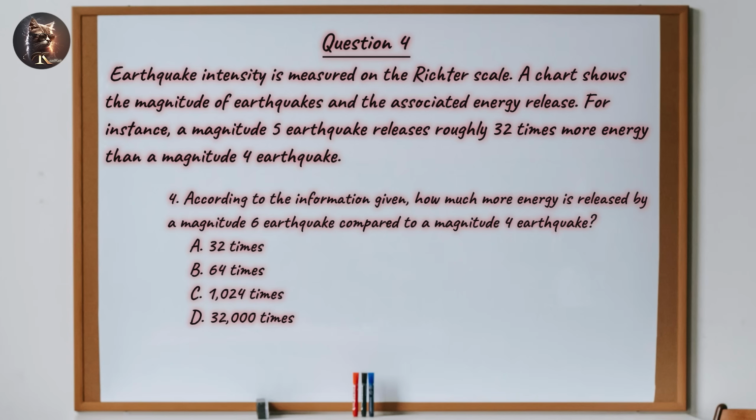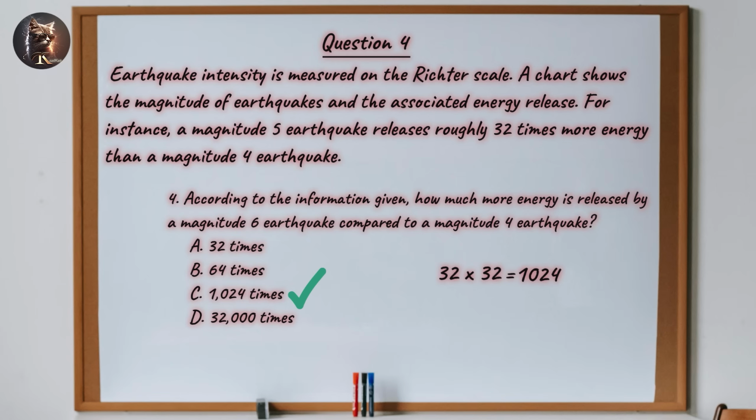Pause here for a second and think carefully. If going from magnitude 4 to magnitude 5 releases 32 times more energy, what happens when we move up 2 numbers, from 4 to 6? Well, we know moving from magnitude 4 to magnitude 5 is already 32 times stronger. Then going from magnitude 5 to magnitude 6 would again be 32 times stronger. That means we multiply by 32 2 times. 32 times 32, and 32 multiplied by 32 equals 1,024. So if you chose answer C, 1,024 times, you're exactly right. A magnitude 6 earthquake releases about 1,024 times more energy than a magnitude 4 earthquake.